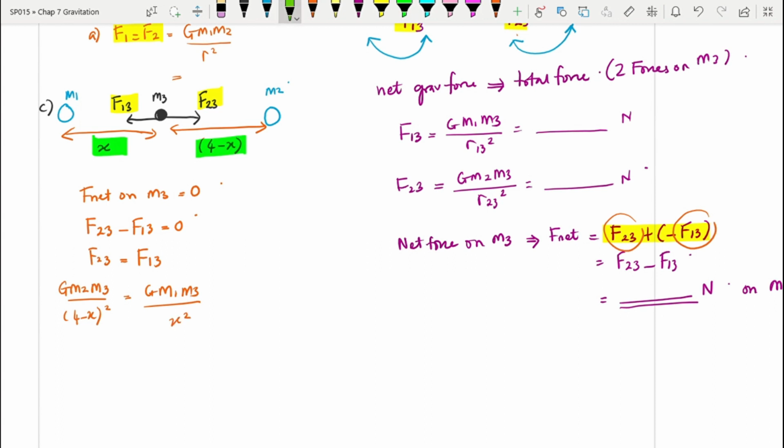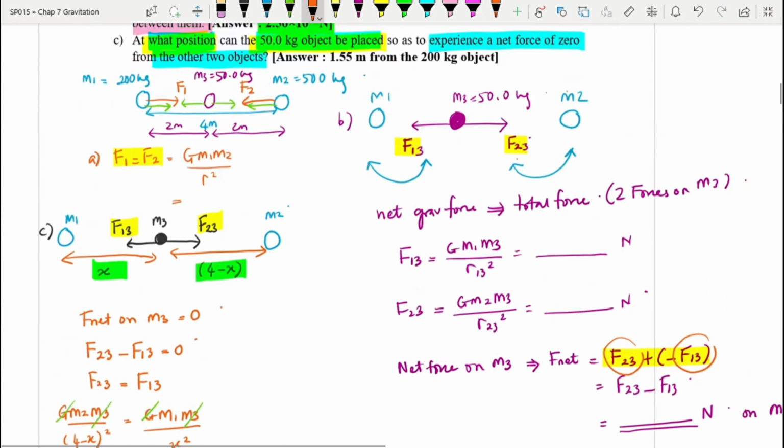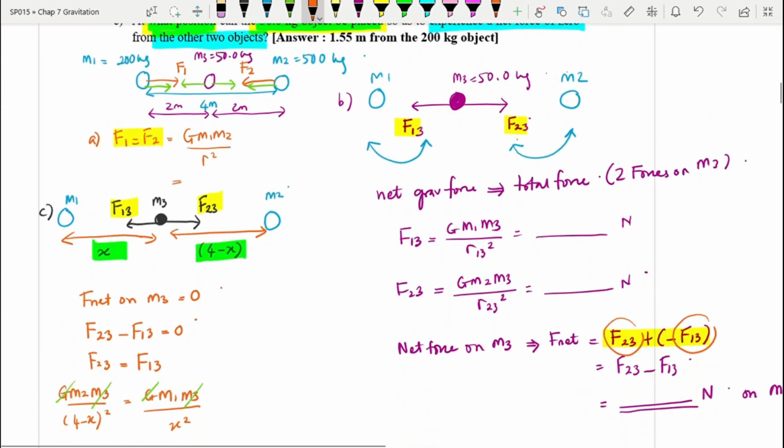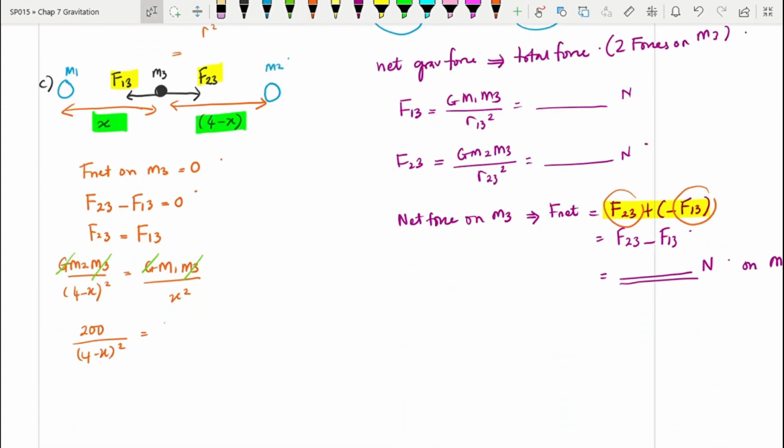Nampak sangat kita boleh cancel out G, tak perlu letak pun value dia. Lagi, kita boleh cancel out mass 3. Tak perlu letak pun value 50 kg. Kita boleh cancel terus. Kalau letak pun nanti cancel juga. And up, kita ada mass 2, which is nilai dia adalah maybe 200 kg kan, tak silap saya, over 4 minus X squared. And then mass 1 kita. Ke saya silap? Mass 2 yang 500, so mass 1 yang 200. Okay, 500 over 4 minus X squared equals 200 over X squared. And up, kita ada satu saja unknown which is X.